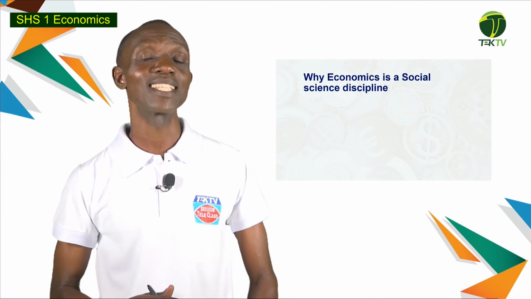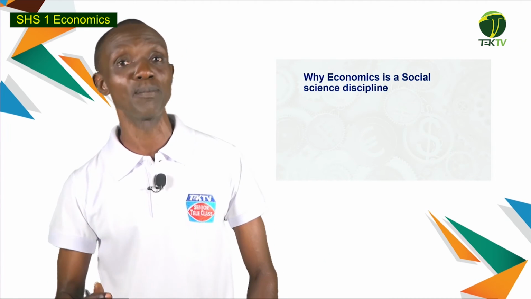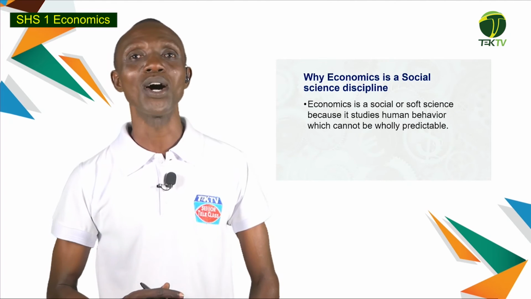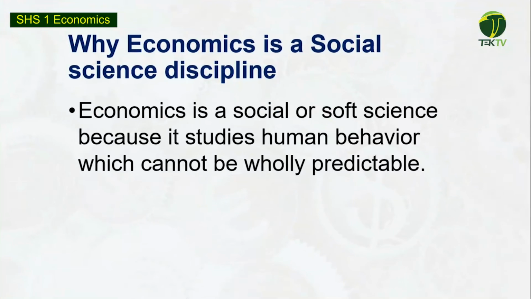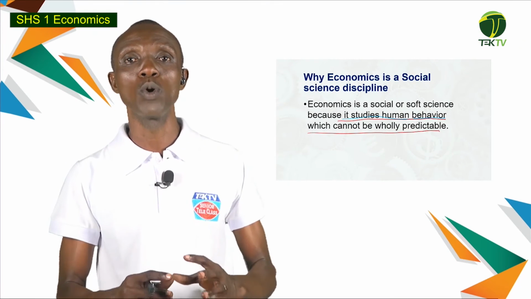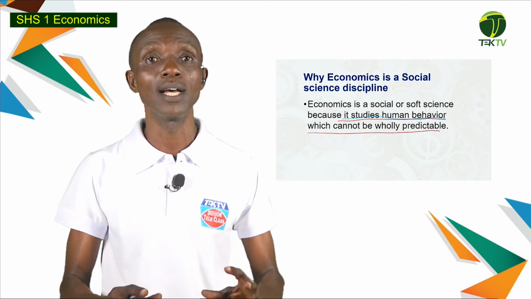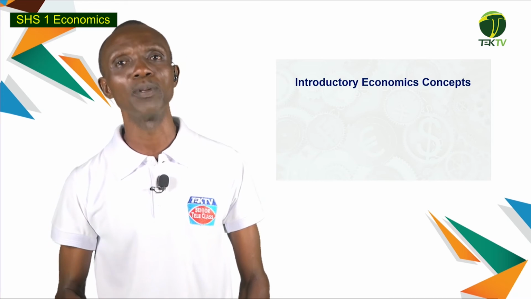And why I always ask this question. So why is economics a social science discipline or subject? It is because it studies human behavior. Let's underline that. It studies human behavior, which cannot be wholly predictable. So for the fact that economics studies human behavior, which cannot be wholly predictable, it makes it a social science. Good. Now let's look at some introductory economic concepts.